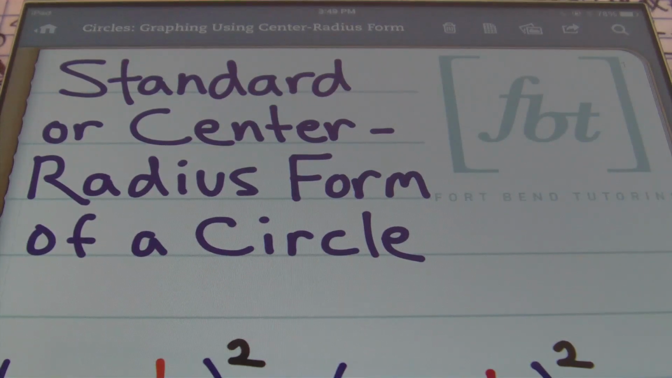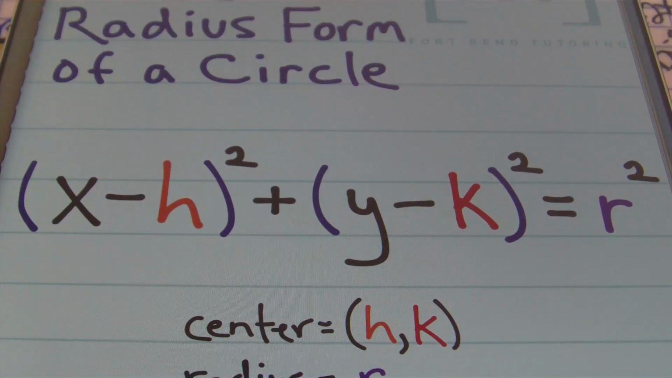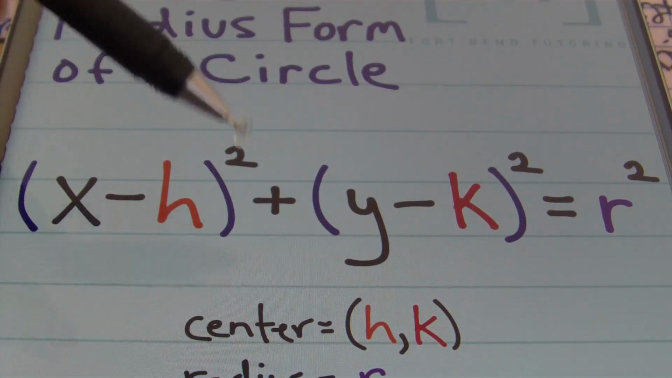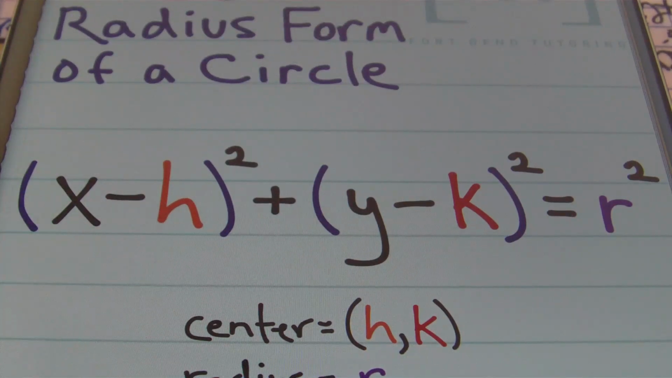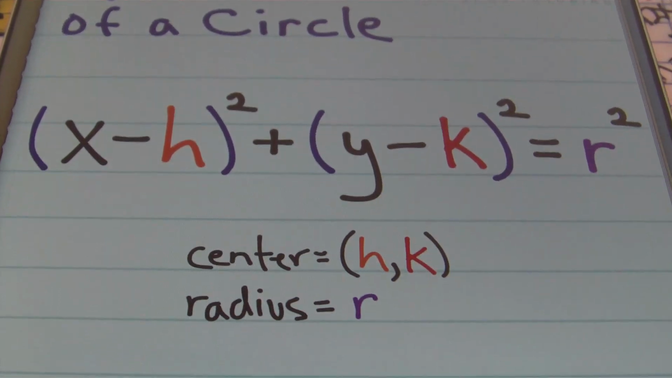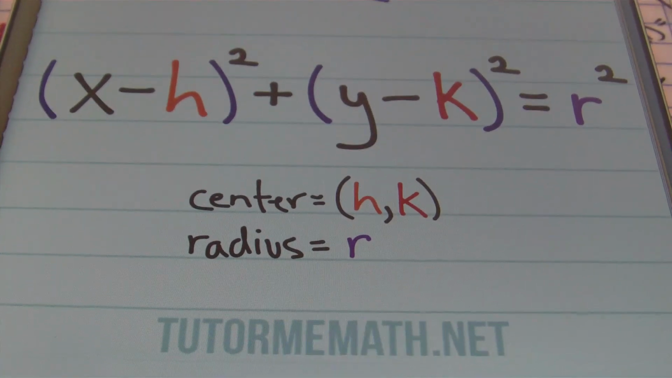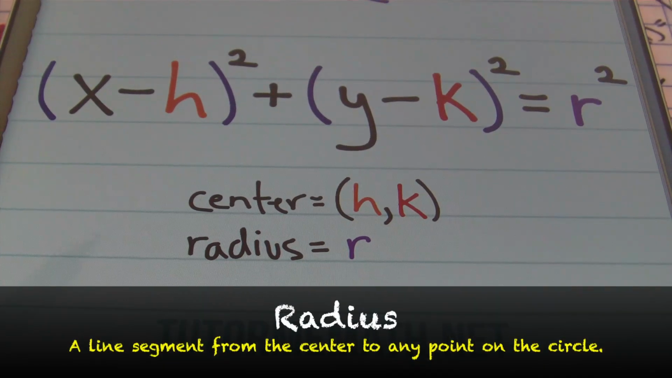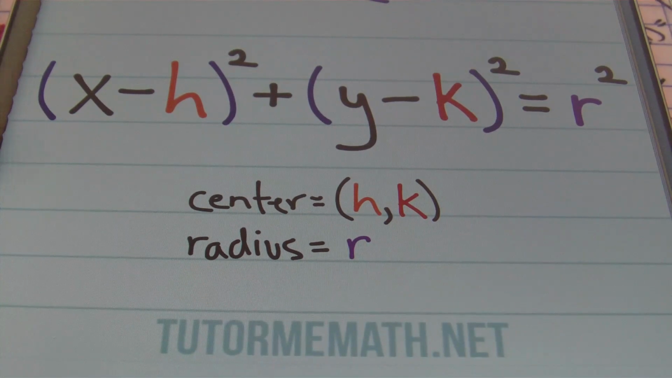The first thing you need to know is that anytime you're dealing with the equation of a circle, and it may be in standard form or center radius form, it's the same thing. Standard form of a circle and center radius form of a circle is the exact same equation. It's this one right here: the quantity of x minus h squared plus the quantity of y minus k squared equals r squared, where your center is (h, k) and your radius is r.